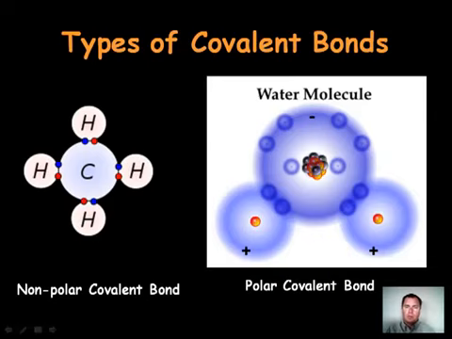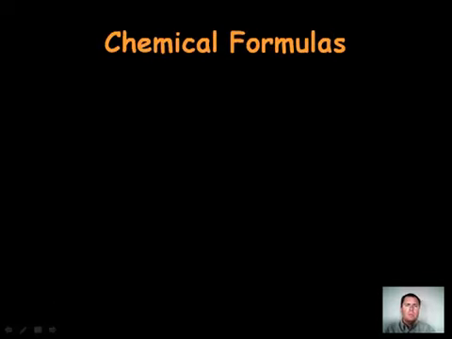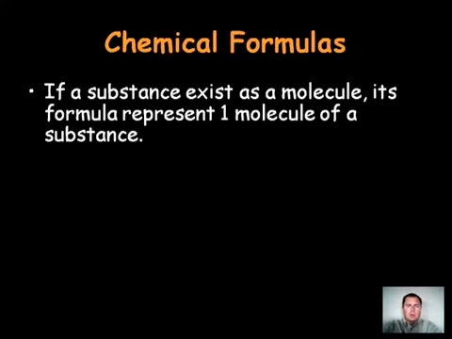So there are two types of covalent bonds: nonpolar, where they share everything equally, or polar, where one atom holds on to electrons more than the other. One thing we have to talk about when we talk about covalent is chemical formulas. We've already defined this earlier: a chemical formula describes what elements are in a compound and how many of each element there are, using subscripts to represent it. If a substance exists as a molecule, its formula represents one molecule of the substance. So H2O is one water molecule.